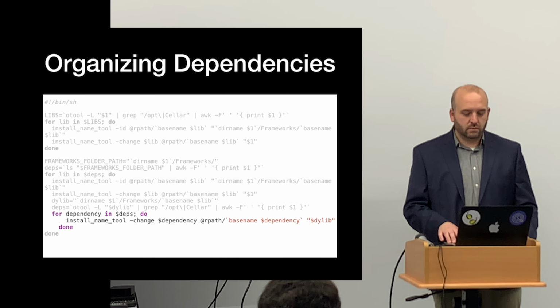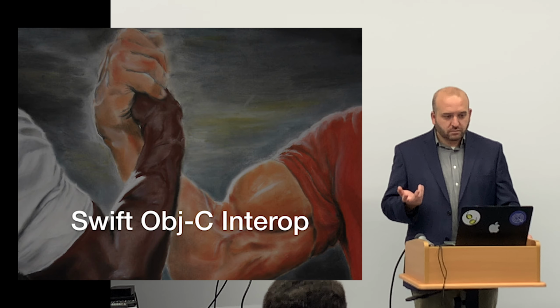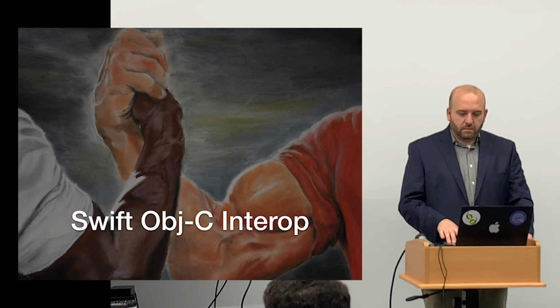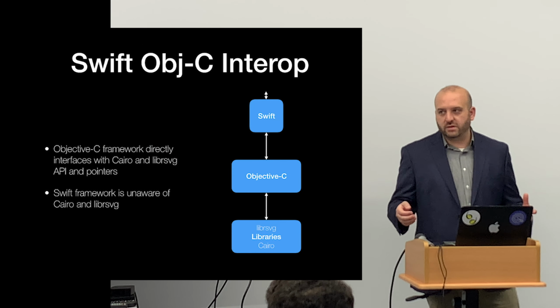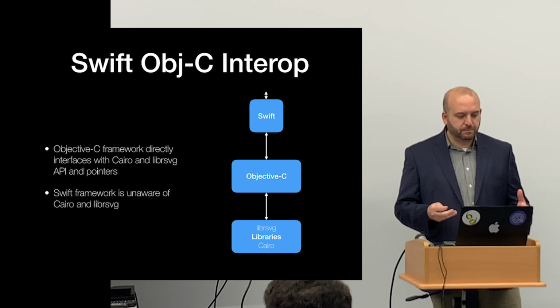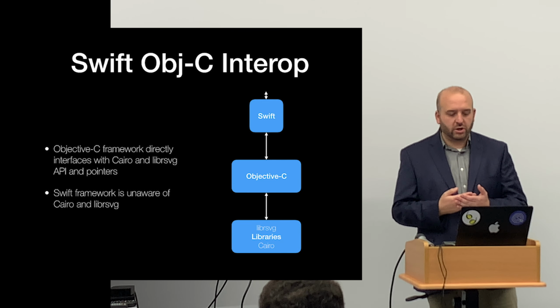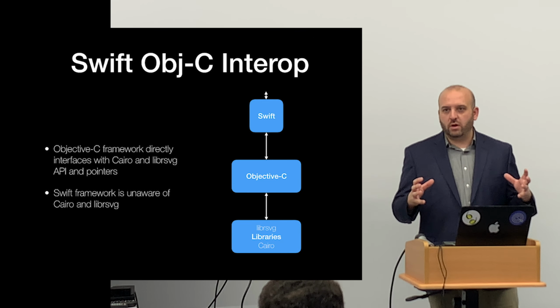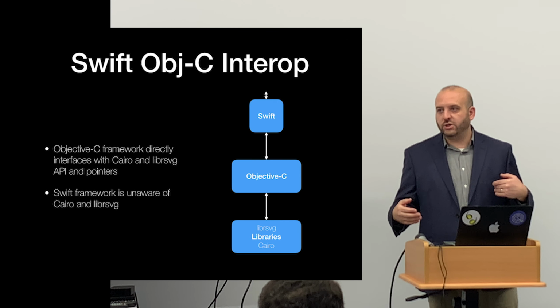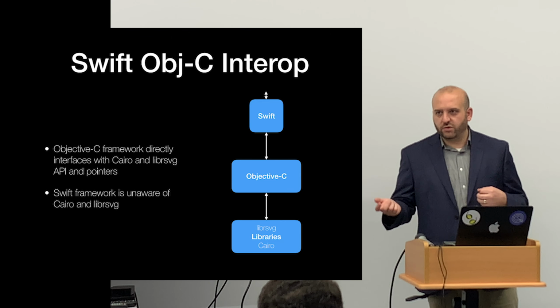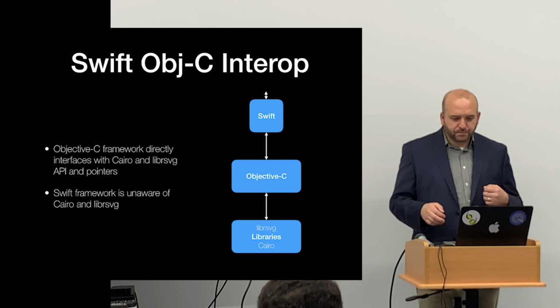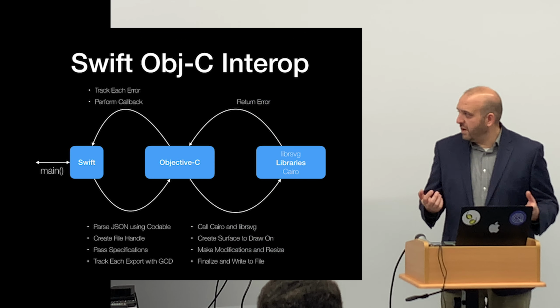So the next thing is making sure Swift and Objective-C work well together. The Objective-C framework directly interfaces with Cairo and librsvg, the API and the pointers. And then the Swift framework is kind of the entry point for the application. That's where I parse the JSON. That's where I go and tell the Objective-C app, here I need you to make this resize, and so on.